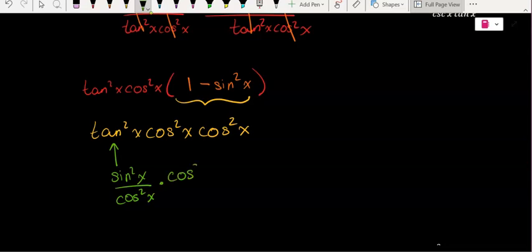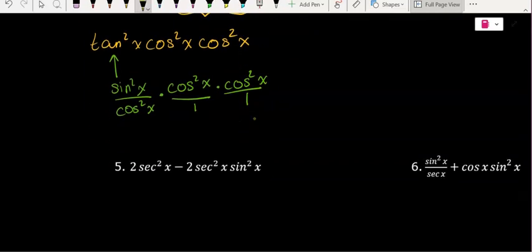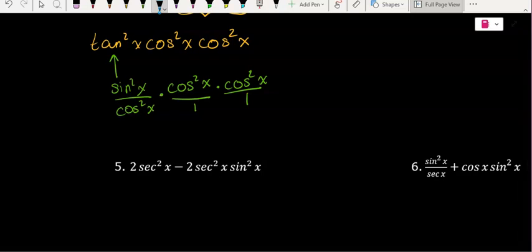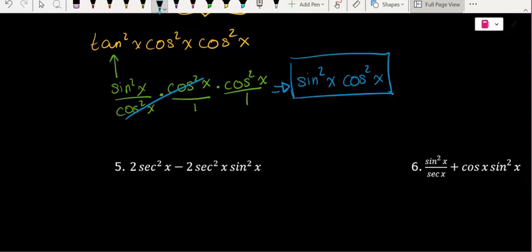And so now, if I bring these values down, I can see more clearly what I have when I cancel out. And that's exactly what I'm going to do here, because remember, when you're multiplying fractions, you just multiply straight across. So this numerator would become sine squared, cosine squared, and the denominator would become cosine squared times 1 times 1. Well, one of those is going to cancel out. And that's just going to leave me with sine squared times cosine squared. Now, this is as simple as this one gets.